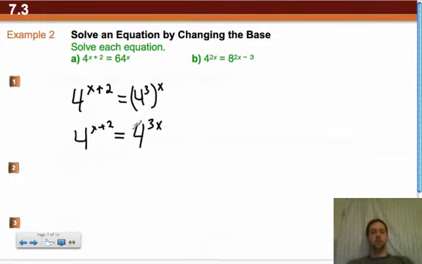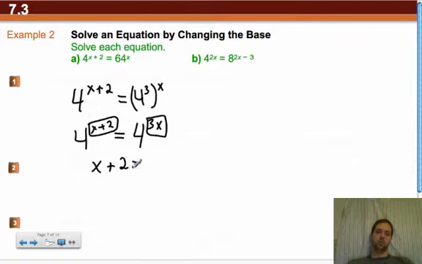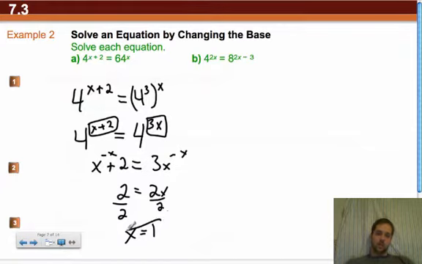Now, in order for this to be true, since they have the exact same base, x plus 2 must be equal to 3x. Because if these exponents are different, then they're going to have very different values. And we know that's not true because it's an equivalency. So in order for this statement to be true, x plus 2 must equal 3x. So let's subtract an x here, subtract an x here, and we end up with 2 equals 2x. Divide both sides by 2, and we get x equals 1.